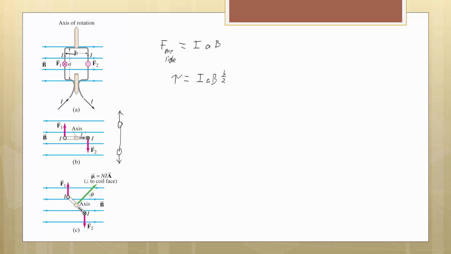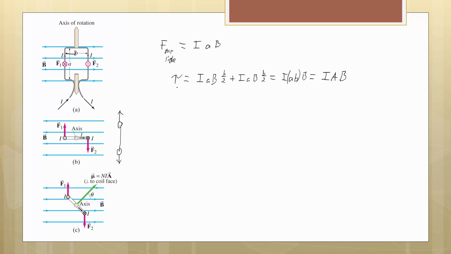On the other side, even though the force is in the opposite direction, it will cause it to rotate the same direction, so we're going to add those torques together. IA big B times little b over 2, and those sum to give us I. I'm going to put the A and the little b in between here. This here, A times B, is just the area inside that loop, so this becomes I capital A, area of the loop, times the magnetic field.